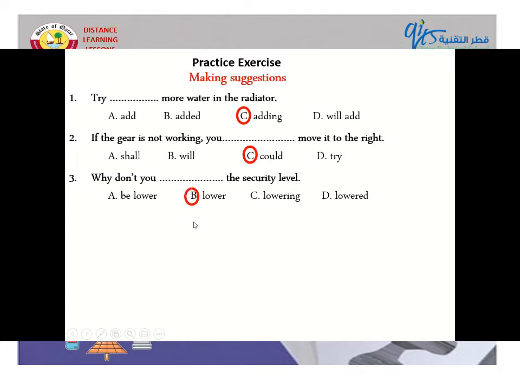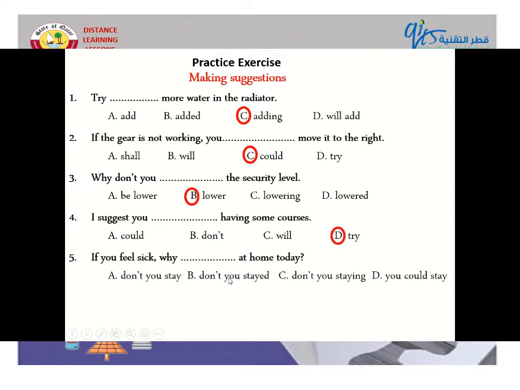Number 4, I suggest you ___ having some courses. Here we have the verb having, ending in ing. So we cannot have could, cannot have don't, will. So the answer is try. Try having some courses.